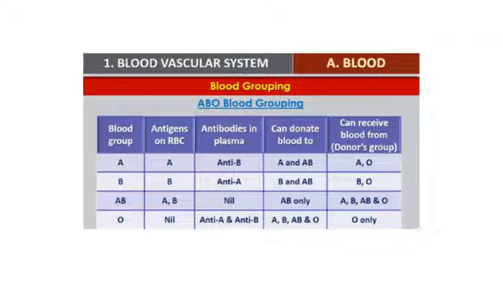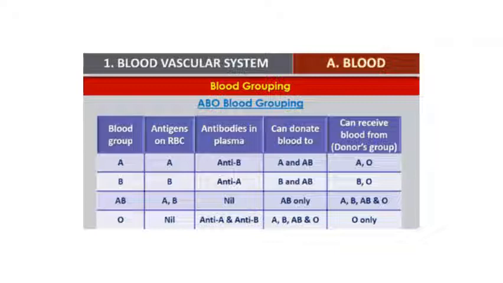So based on this, we can decide to whom the person can donate the blood. If the person gives the blood to a wrong blood group, then there might be a disastrous reaction. So a person with blood group A can donate to A and AB and receive from people with blood group A and O. The person with blood group B can donate to B and AB blood group and can receive from B and O.